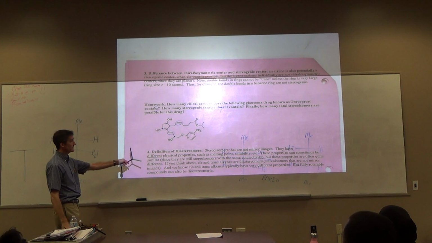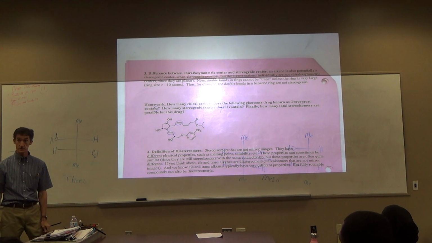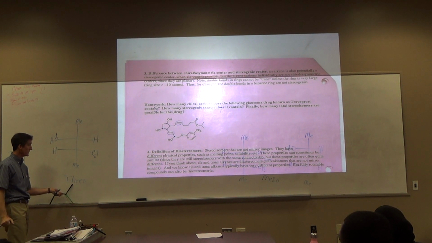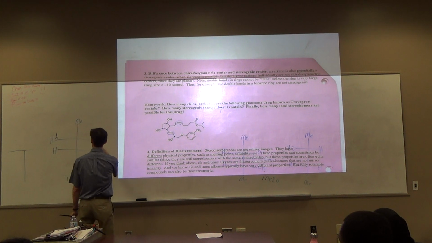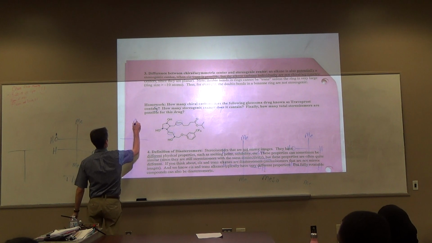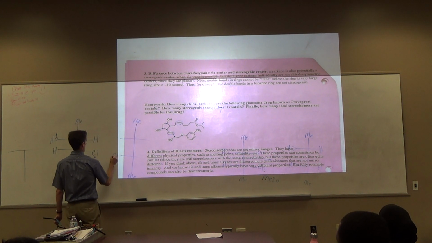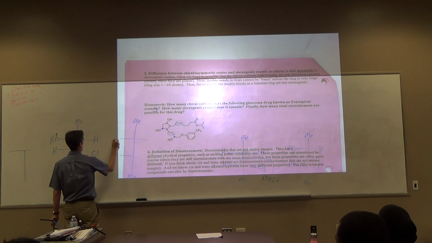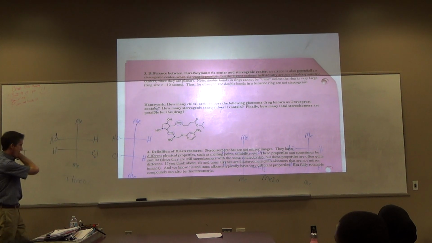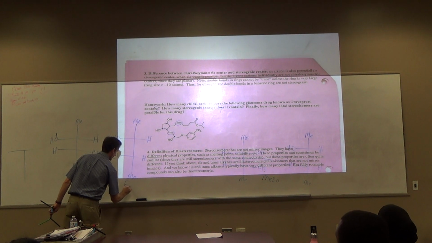All right. Definition of diastereomers, we've already said that. Stereoisomers that are not mirror images, such as erythro and threo. Because if this was threo and I said, okay, draw an erythro of this, what would that look like? Would that be erythro? Yeah, that would be erythro.